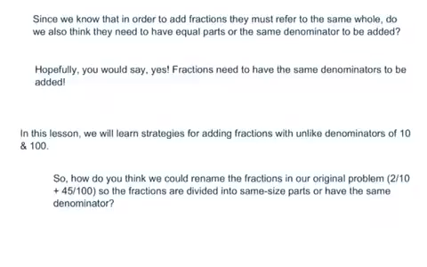So, in this lesson, we'll learn strategies for adding fractions with unlike denominators of 10 and 100. So now, let's look back at the original problem. How do you think we could rename the fractions in our original problem, 2/10 plus 45 hundredths, so that the fractions are divided into same size parts, or have the same denominator? That means the same thing, right? Divided into same size parts means have the same denominator. Hopefully you understand that. Alright, so write yourself some notes, think this problem through, jot down how you think you could solve that. When you have that done, come on back.